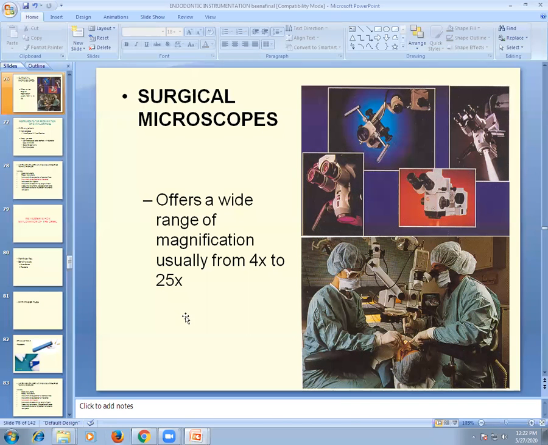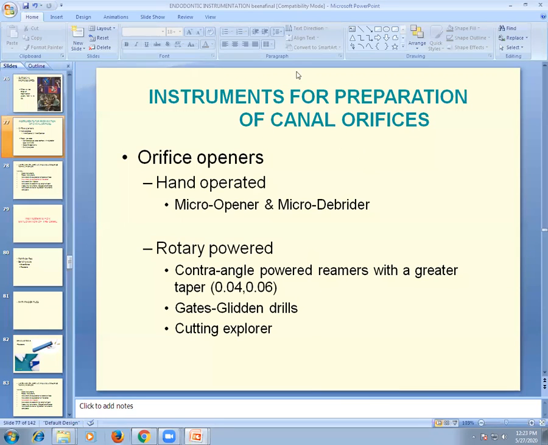Okay, then it is used for retreatment. Whenever there are separations of files in the canal, microscopes are of great use for removing the files or for bypassing it. Okay, so these are the various microscopes. Now these are the Orifice Openers, hand operated and the engine driven. Okay.